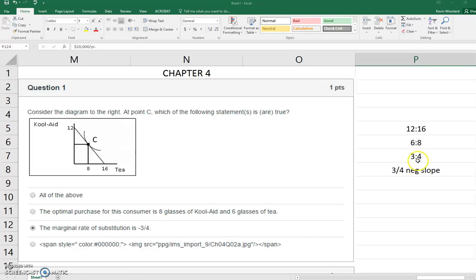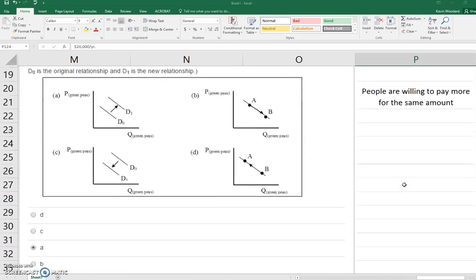And we do the division from a ratio to a fraction. We can see that's 3/4. Now, why is it negative? Why is it a negative 3/4? It's a negative slope, a negative proportion between those two. So that's your negative slope.